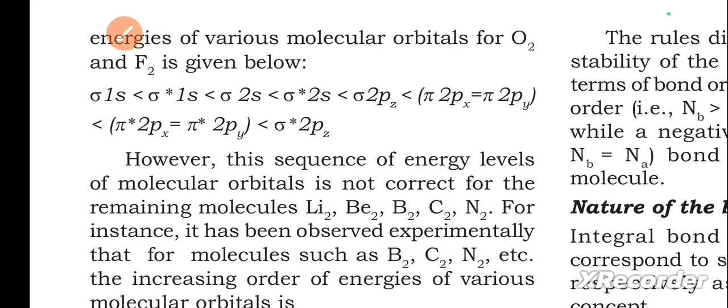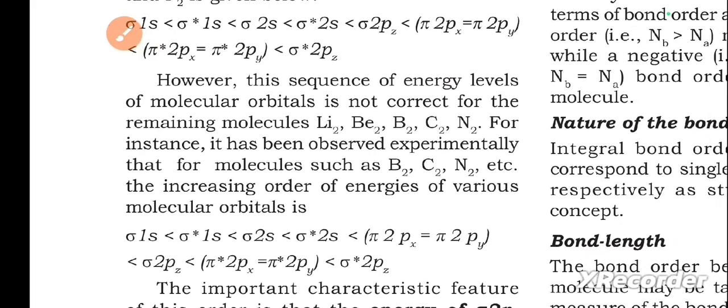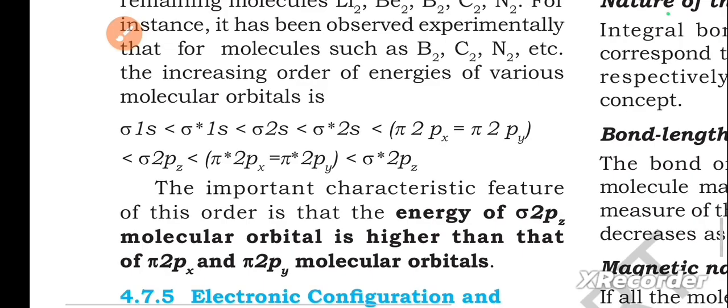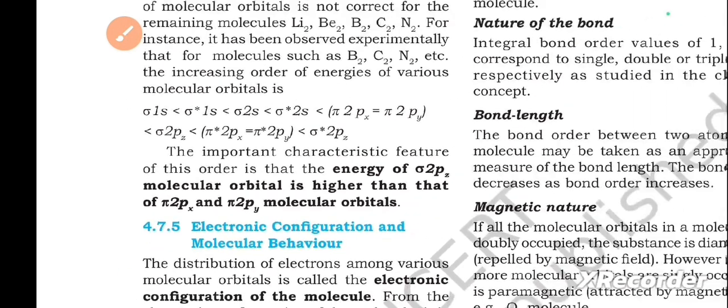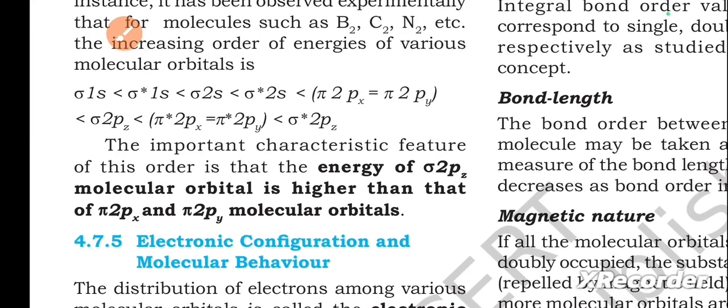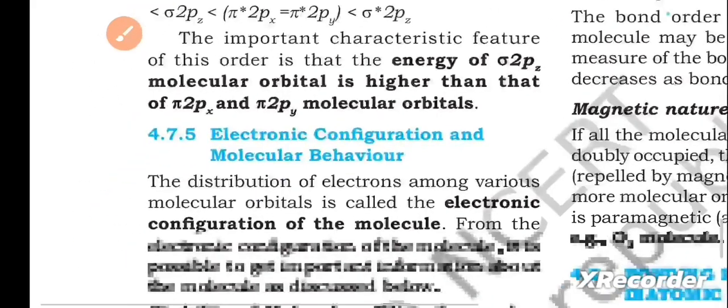However, this sequence of energy levels of molecular orbitals is not correct for the remaining molecules Li2, Be2, B2, C2, N2. For instance, it has been observed experimentally that for molecules such as B2, C2, N2, etc., the increasing order of energies of various molecular orbitals is this one. The important characteristic feature of this order is that the energy of sigma 2pz molecular orbital is higher than that of pi 2px and pi 2py molecular orbitals.